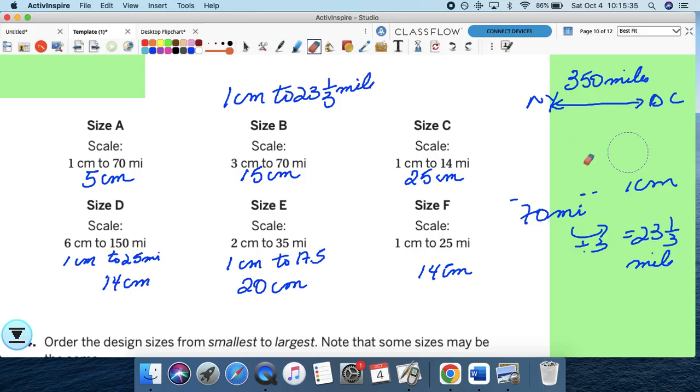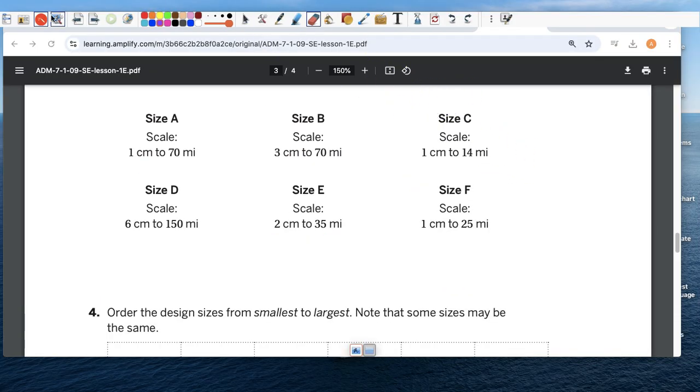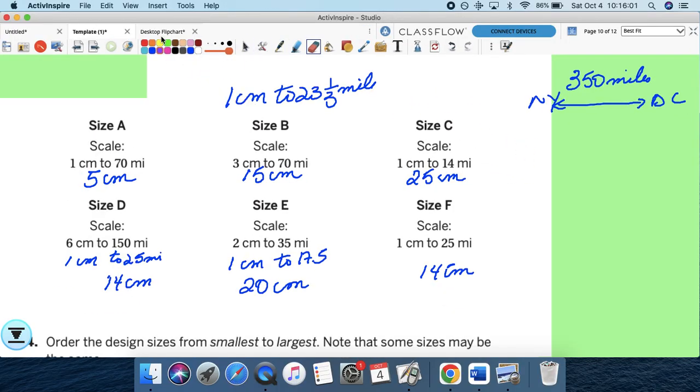Now, let's talk about this. So if I use scale A, using scale A is 5 centimeters. And I'll draw it here. This is 5 centimeters. If I use scale B, it's going to be 15 centimeters. Oops, sorry, I made it too small. Let me change it. I apologize.